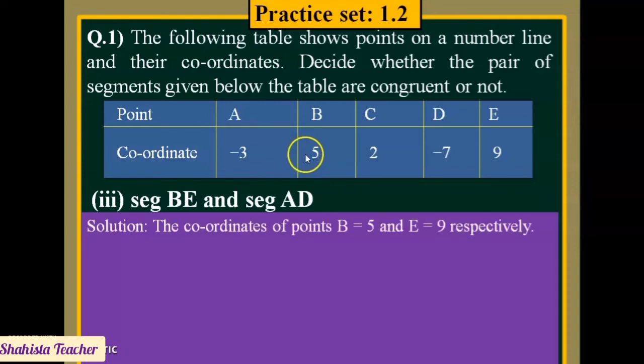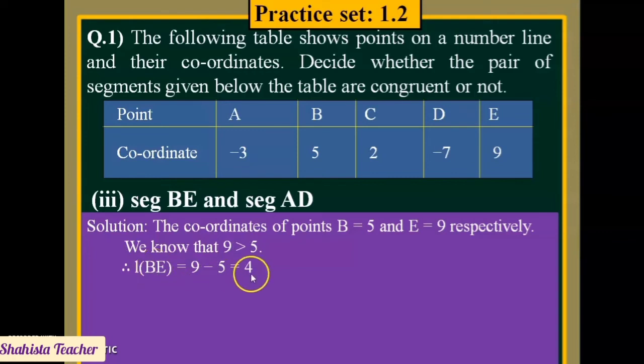Here, as you know, 5 is the smaller number and 9 is the greater number. They both are positive numbers. So we know that 9 is greater than 5. After this, we are calculating the length of segment BE. Length of BE is equal to 9 minus 5, because both are positive numbers. So length of BE is equal to 9 minus 5, which is equal to 4.